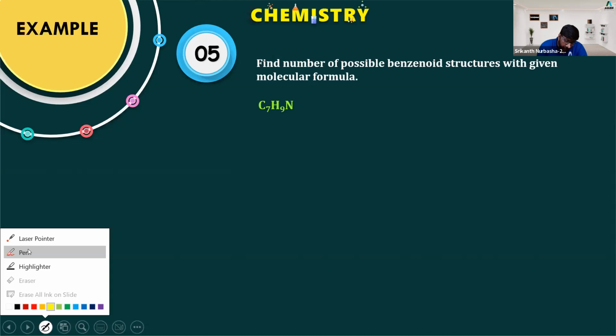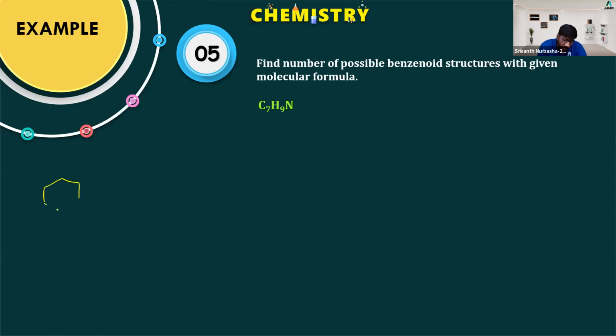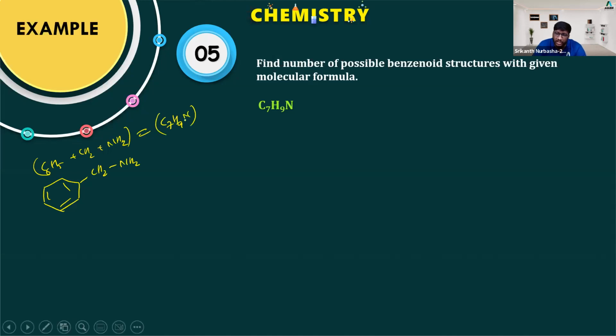So if you look at the different types of possibility, students, benzenoid structure means you have to maintain this ring. And they said C7, that means one more carbon is there. So in that case, I can have CH2NH2. Count on this. This is C6H5 plus CH2 plus NH2. How much you get? 7 carbons, C7. Hydrogens how many? 5 plus 2 plus 2, 9, and 1 nitrogen. C7H9N. So the molecular formula is matching. So this is one of the compounds which you can have.